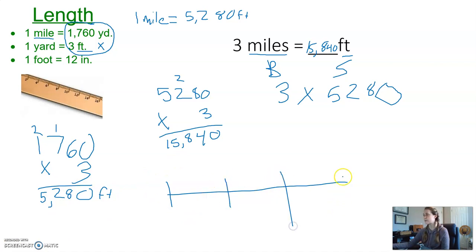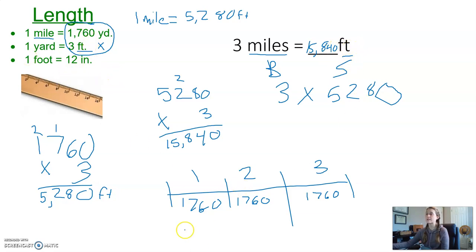To look at that using a model, if this is my total of 3 miles, mile 1, mile 2, mile 3, I know that inside of each of these miles, there's 1,760 yards. Wow, it's getting crazy on me. 1,760 yards, 1,760 yards. But I'm not trying to find how many yards, I'm trying to find how many feet.